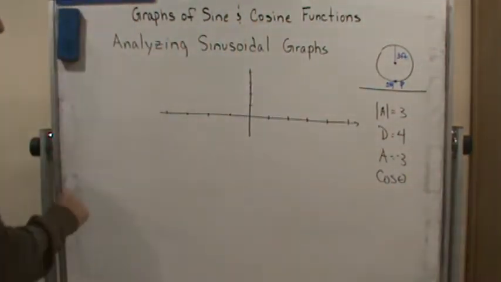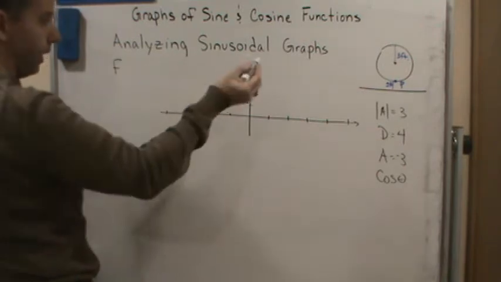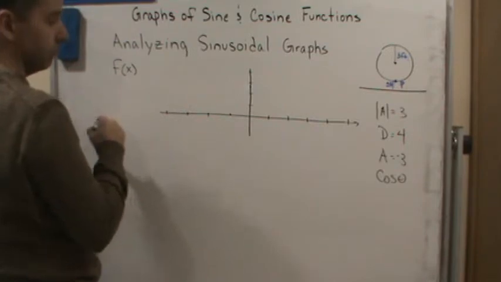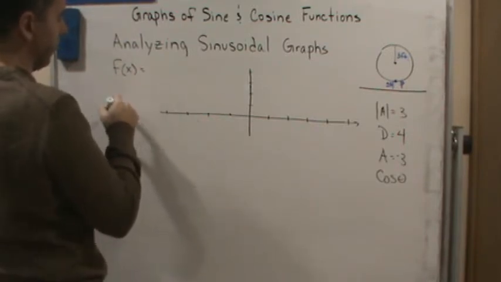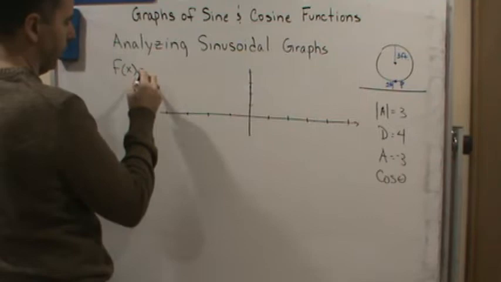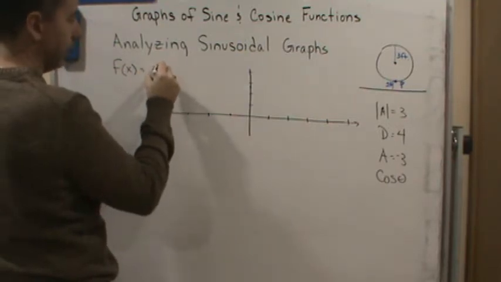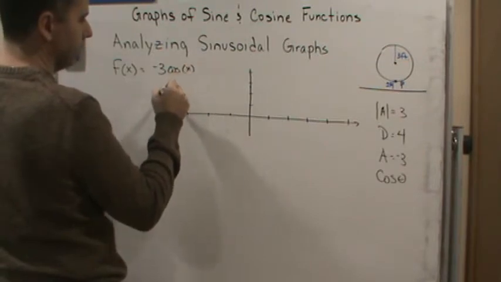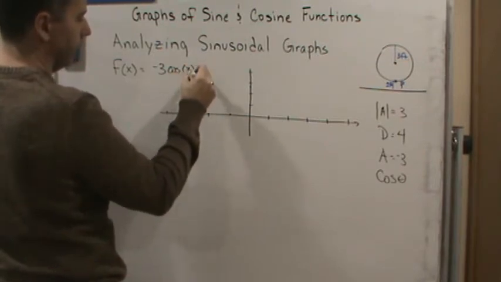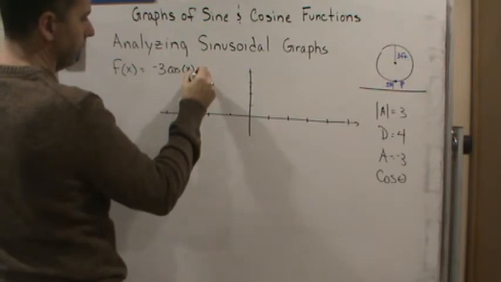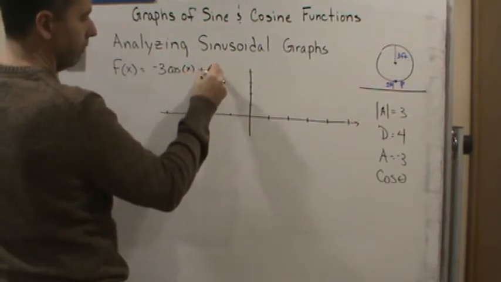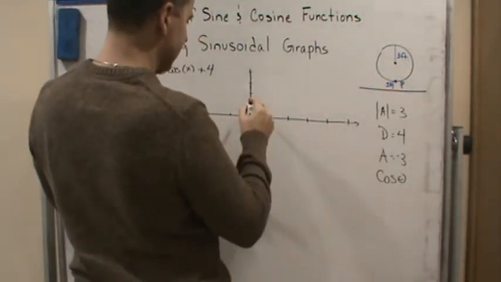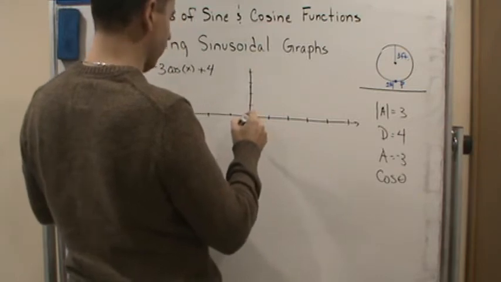So guess what? My function, just from what I've been able to gather from this, my function of x is going to be what? Okay, so x is the angle, right? So f of x is equal to -3 cosine x plus 4. And so now what is it going to look like? Well, in this case here, what do we got?